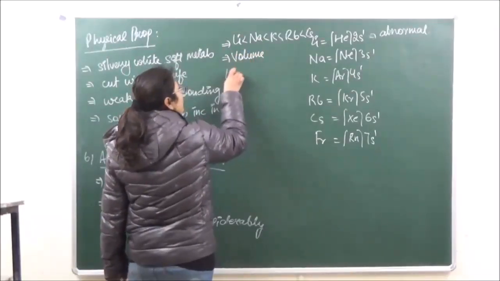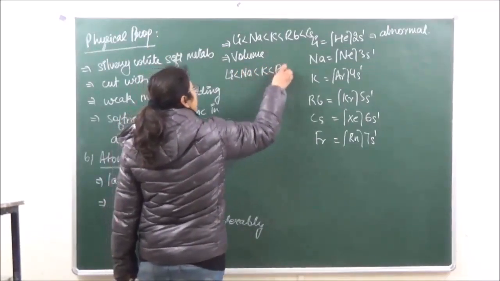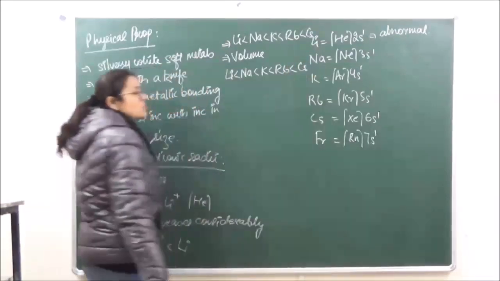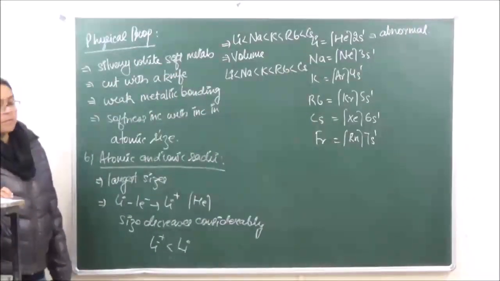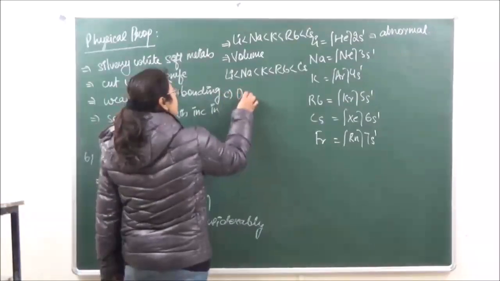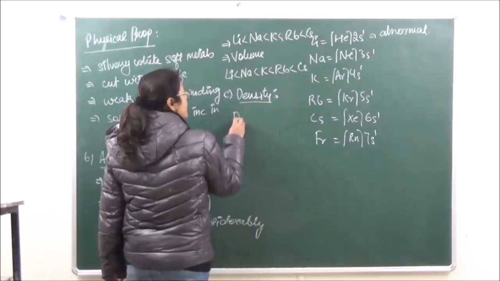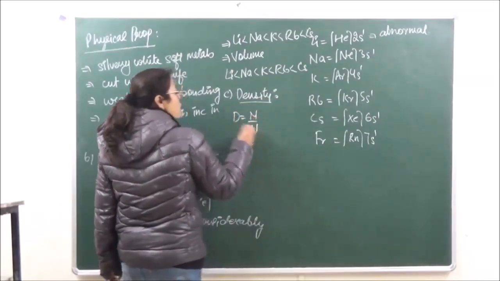Volume will also increase from lithium to sodium to potassium to rubidium and to cesium. The volume will also keep on increasing. Then the next property which we are going to discuss is density. We know that density is equal to mass upon volume.